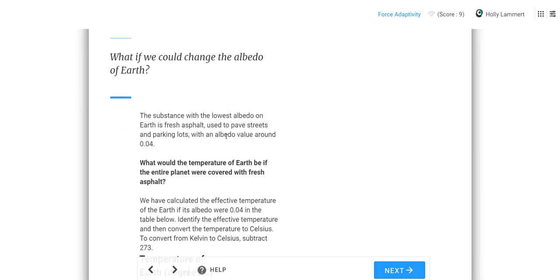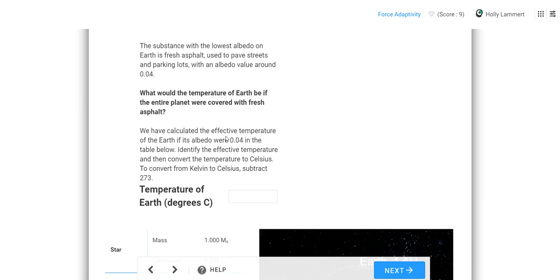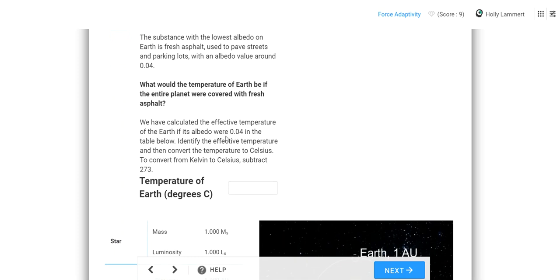Planetary parking lot. What if we could change the albedo of Earth? The substance with the lowest albedo on Earth is fresh asphalt, used to pave streets and parking lots, with an albedo value of around 0.04. What would the temperature of Earth be if the entire planet were covered with fresh asphalt? We have calculated the effective temperature of Earth if its albedo were 0.04 in the table below. Identify the effective temperature and then again convert to Celsius.